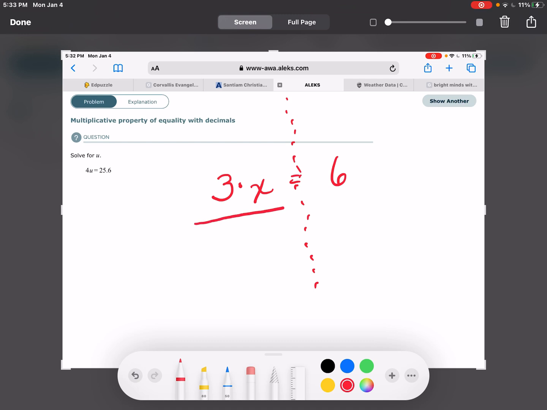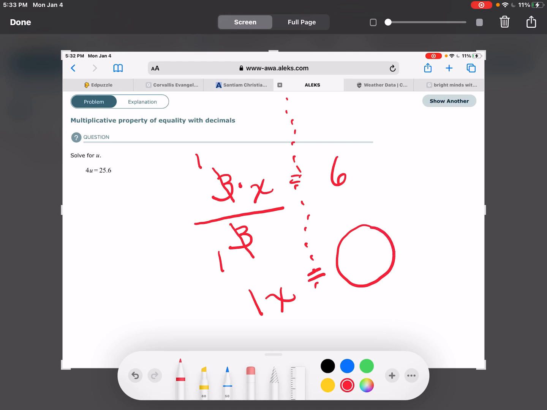I can divide by 3 here. And what happens is I have 3 over 3, and those cancel to just be 1. And then I will get x all by itself, because x, any letter that we have, is really 1 times that letter, and that means it's just that letter, right? So then I will know what x equals if only I can have what's on this side over here.